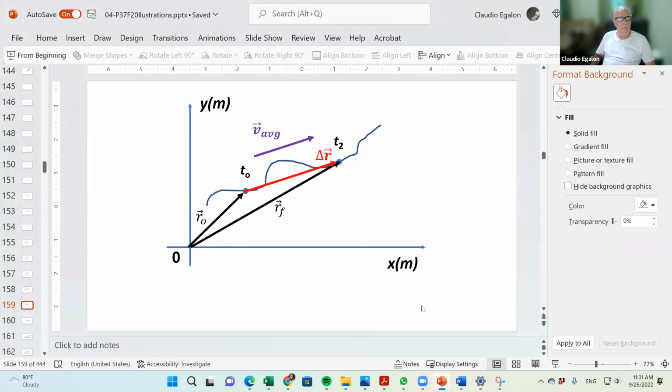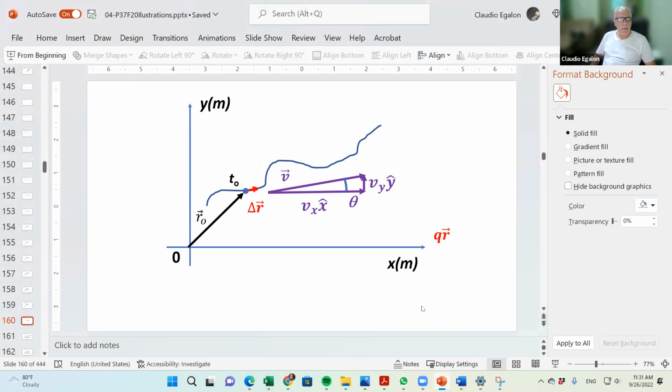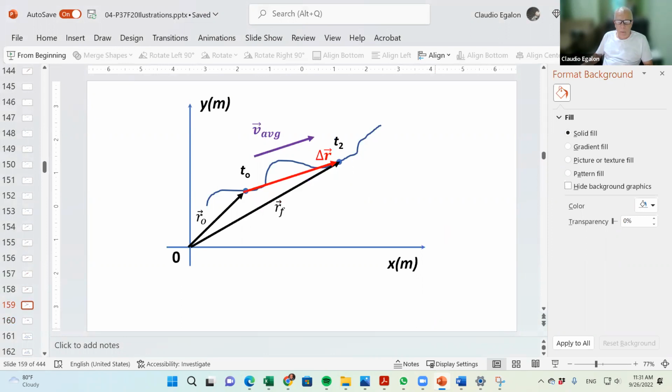How do we find out the graphical interpretation of the instantaneous velocity? We use the definition that we already know about instantaneous velocity.